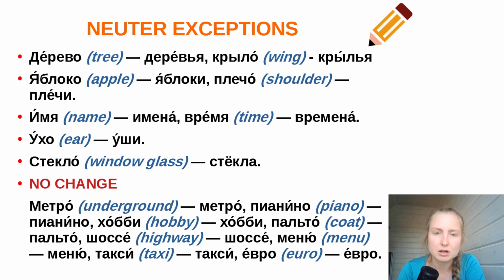Instead of ending a, we use ending и. The third group, the plural form is longer than the singular one, like имя, имена, время, времена. The fourth one, ухо, уши. The fifth, стекло, стекла.